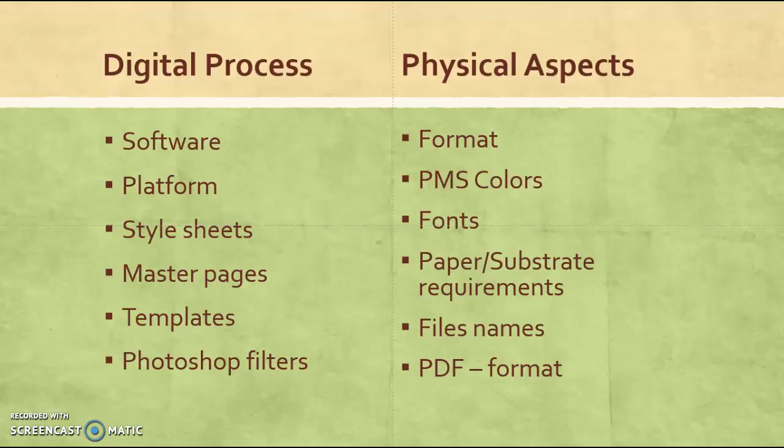The physical aspects of your document will include the format, the size and shape of your design, PMS colors. However, don't say PMS colors and give me CMYK values. What fonts did you use? What type of paper or substrate requirements are there? This information can be gotten from the side of the box of the paper that you printed on. You will also include file names of images and where each came from, which PDF format you used, and why.